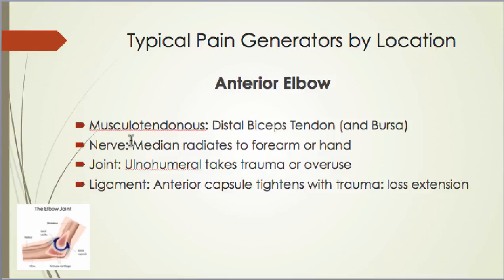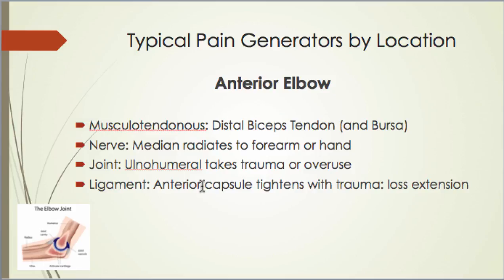Anterior elbow problems, again, distal biceps tendon. Here we're going to throw in a little bursa issue. In a later slide, I'll show you how to differentiate between those two. Nerve issues in the anterior elbow tend to radiate pain to the forearm and hand, although they're relatively uncommon. But anterior elbow pain does not tend to refer down the arm if it's musculoskeletal tenderness. It's local. And so with the bursa, that would be local.